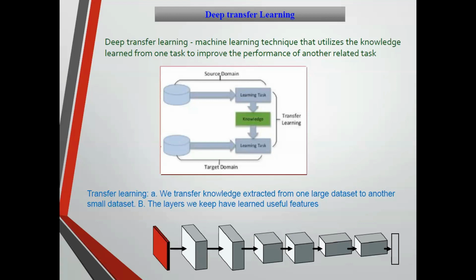In transfer learning, we transfer the knowledge extracted from one large database to another small database based on our requirement. And number two, the layers have learned the useful features. Here, your source domain to the target domain is in the last figure. In between, several layers are associated, and through these layers you can transmit the tasks.